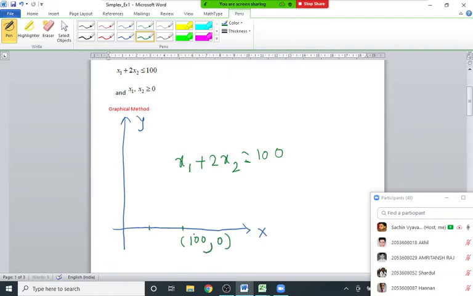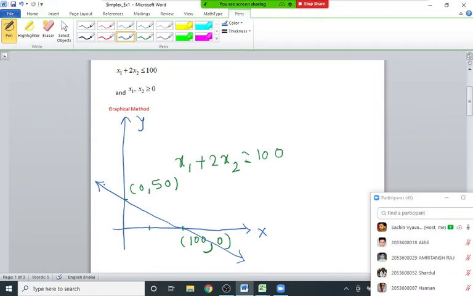This is the point on the x-axis. Now if we put x1 as 0, we get x2 as 50. So let me say this is my point 0, comma 50. We want to draw a straight line which passes through these 2 points. So let me draw that straight line here. This is the straight line.